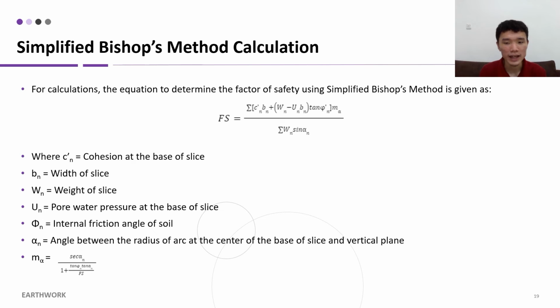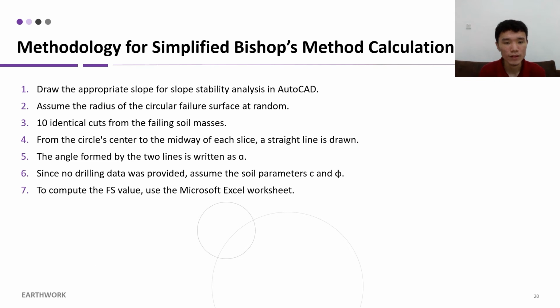As for our project, we use simplified Bishop method calculation. The equation to determine the factor of safety is shown below. The procedures to calculate the factor of safety using simplified Bishop method are shown below. First, draw the appropriate slope in AutoCAD for slope stability analysis.